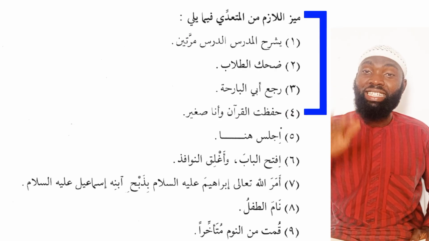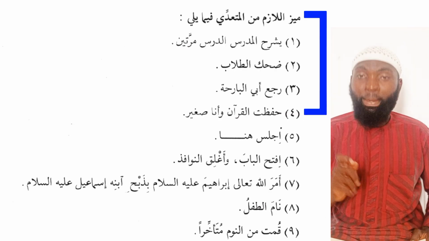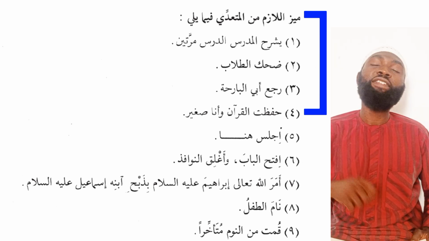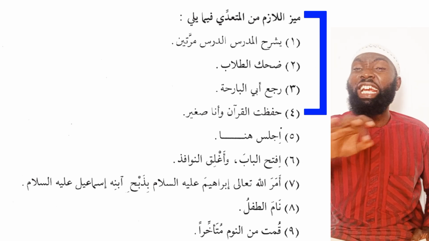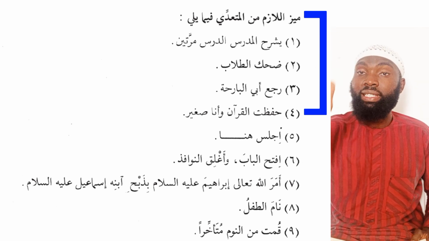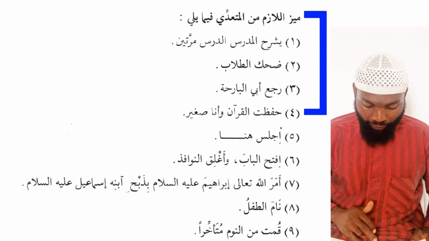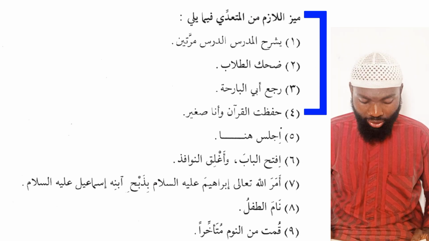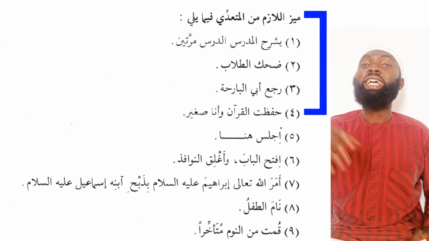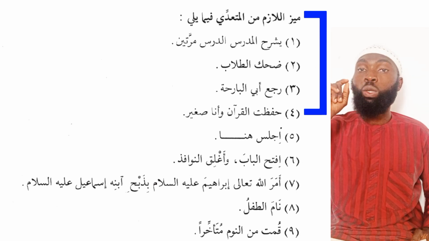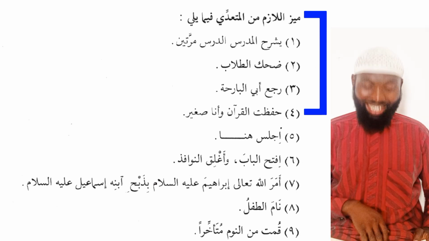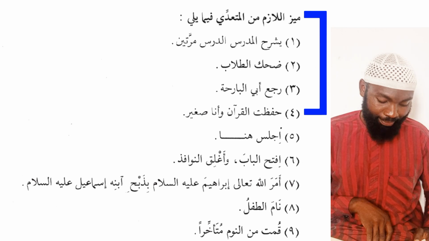Now we have exercises to better understand it. The first one says ميز اللازم من المتعدي فيما يلي. Differentiate, indicate the intransitive and the transitive verbs in the following. The first one said يشرح المدرس الدرس مرتين. The teacher is explaining the lesson twice. So the word يشرح here is transitive, that is الفعل المتعدي.